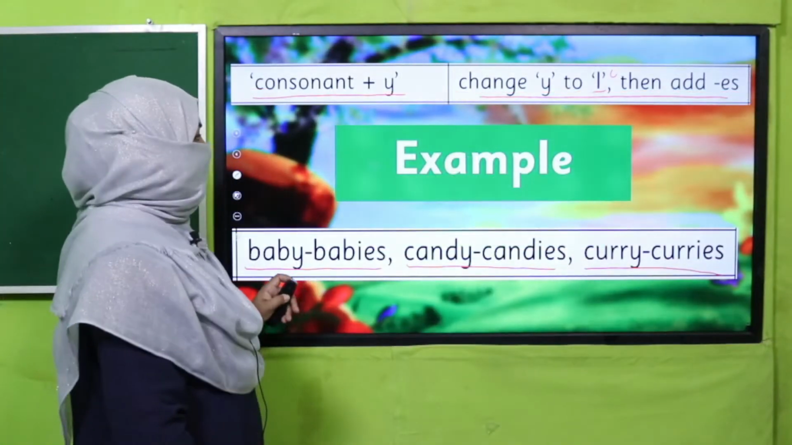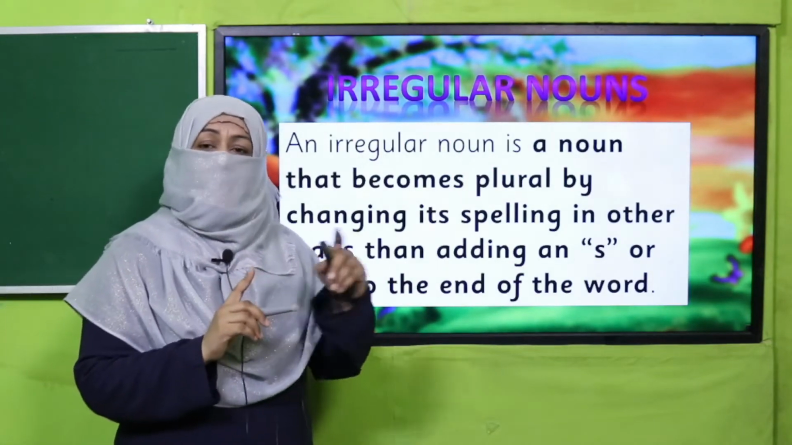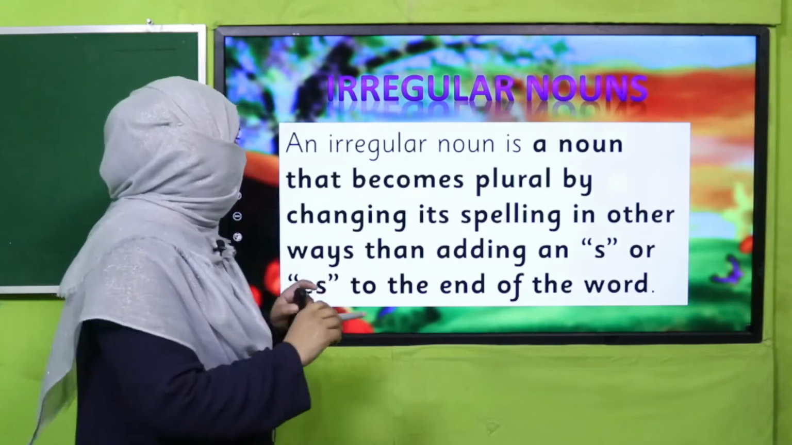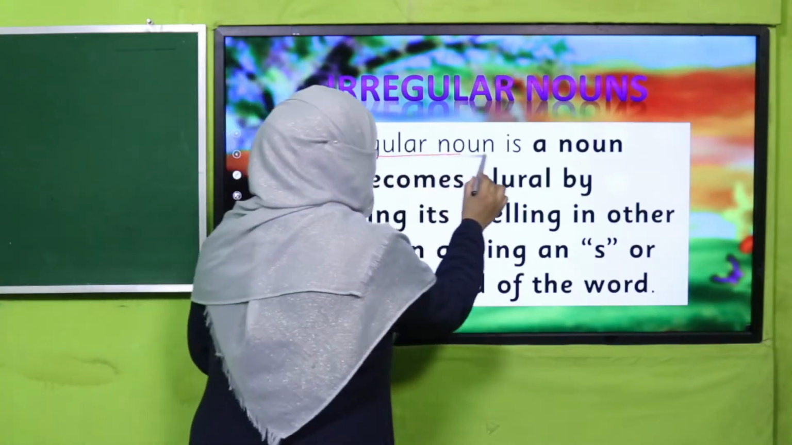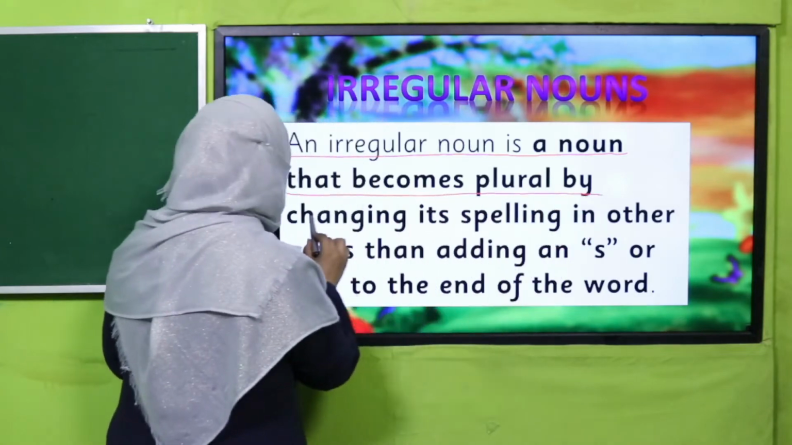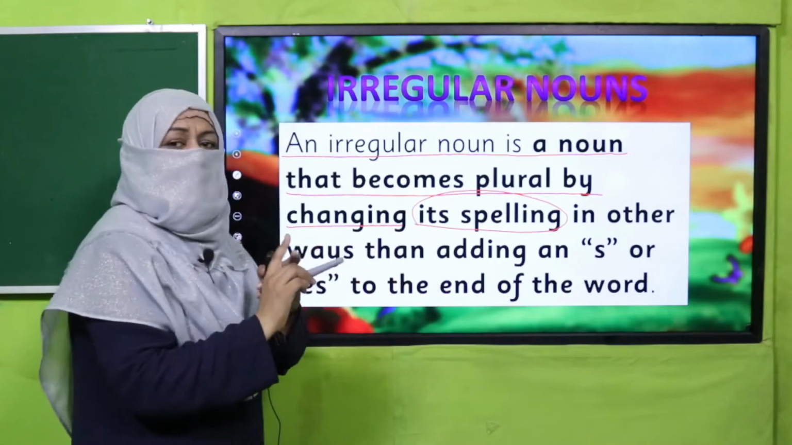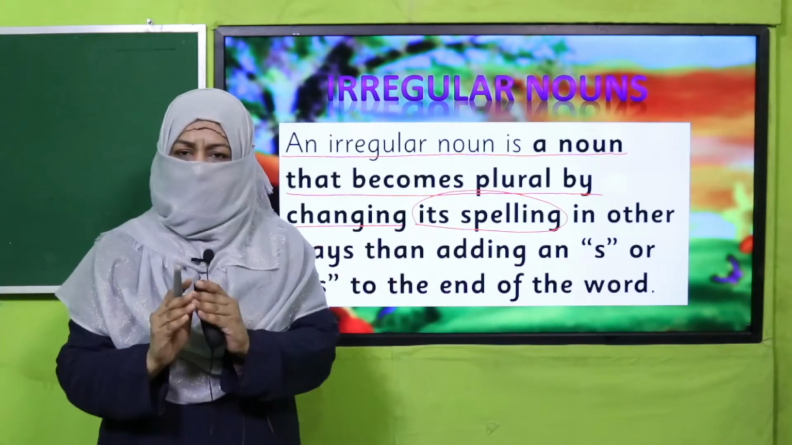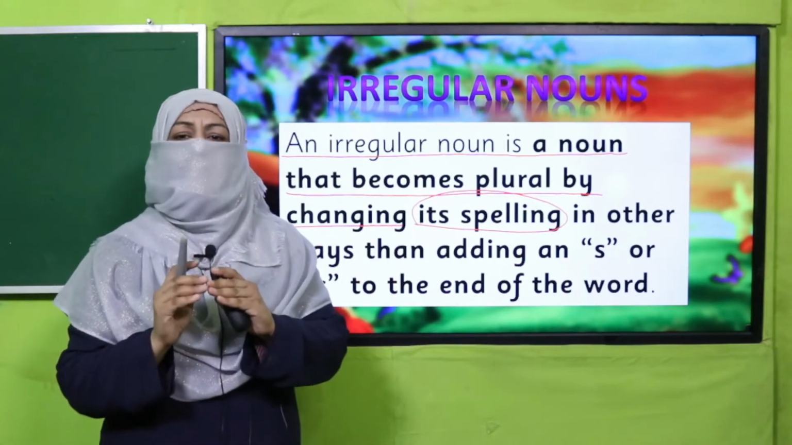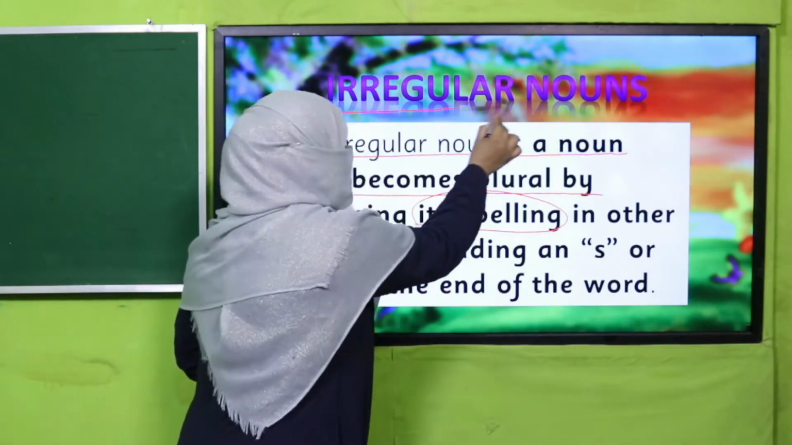Right. The next rule is for irregular nouns. Now, which nouns do we call irregular? An irregular noun is a noun that becomes plural by changing its spelling. What does it mean? The spellings for the singular noun are different and the spellings for the plural noun are different. That's why they're called irregular nouns.